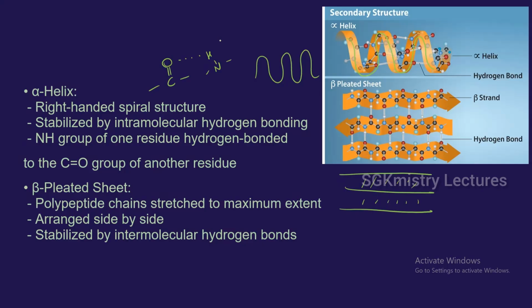Beta pleated sheets, in this particular structure, all the peptide chains are stretched out into the maximum extension and then they are arranged side by side. You can see here, they are arranged side by side and again they are stabilized by the hydrogen bonds.